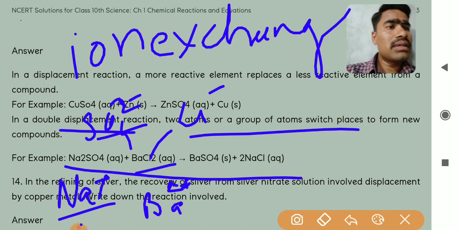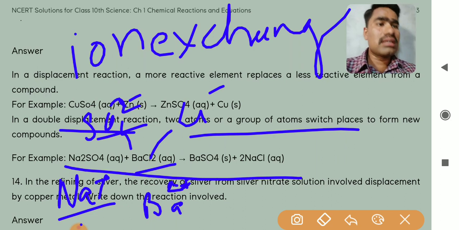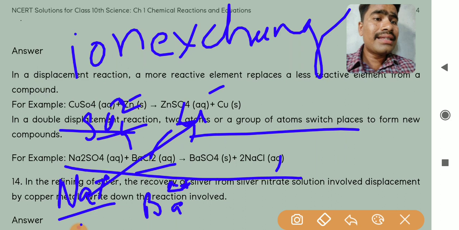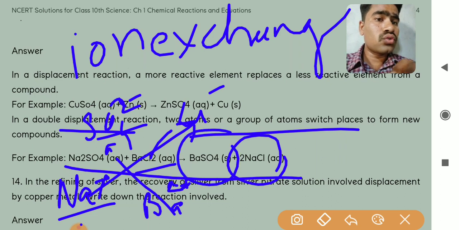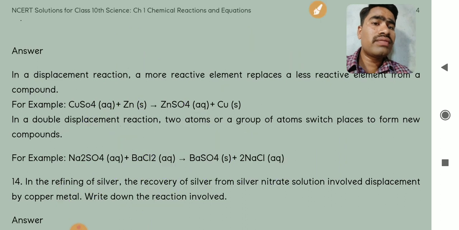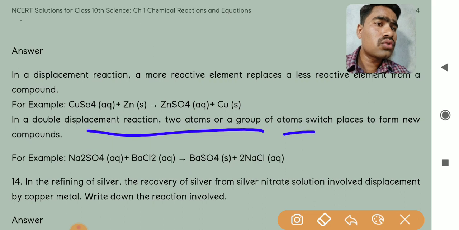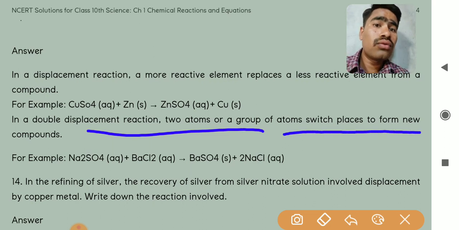So in the double displacement reaction, exchange of ions takes place. The cation will be attracted by the anion of the other compound, and the anion of another compound will be attracted by the cation of one compound. So here Na will react with Cl to form NaCl as one of the products, and Ba will react with SO4 2 minus to form BaSO4. You can see that the exchange of ions has taken place. So the definition is that in a double displacement reaction, two atoms or groups of atoms switch places to form a new compound.